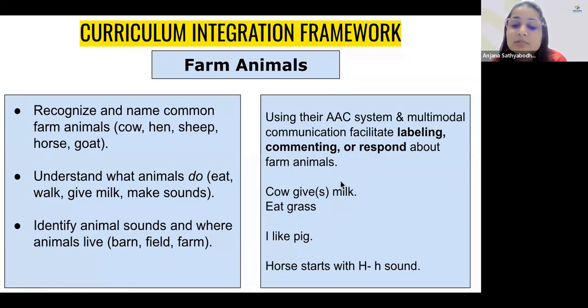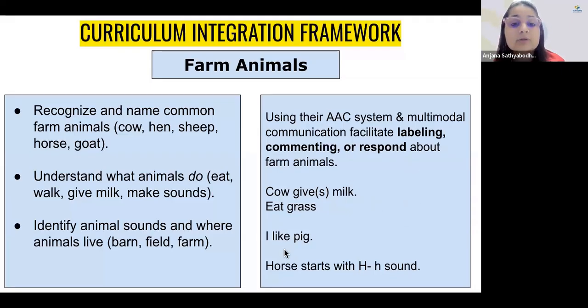So using their AAC system and multimodal communication, you set the goal that in the classroom, you're going to facilitate labeling, commenting, and responding about farm animals, such as cow gives milk. So you have the word cow, you know where it is. You can find the word give, you can find the word milk. So eat, grass, these are the things that you're going to model so that the child will be able to answer these things or share these things.